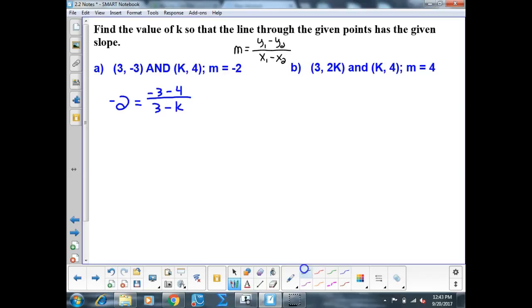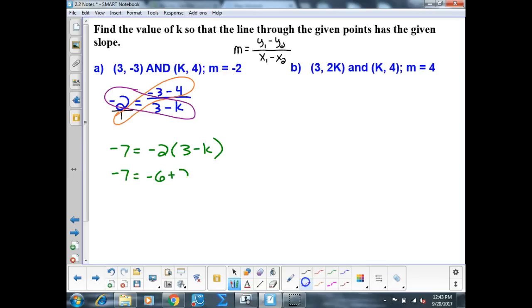Now, I like to employ the cross multiplication method. So 1 times negative 3 minus 4. Well, negative 3 minus 4 is negative 7. 1 times negative 7 is negative 7. The other one is negative 2 times 3 minus k. So that's negative 7 equals negative 6 plus 2k. Negative 1 equals 2k. So k has to be negative 1 half.